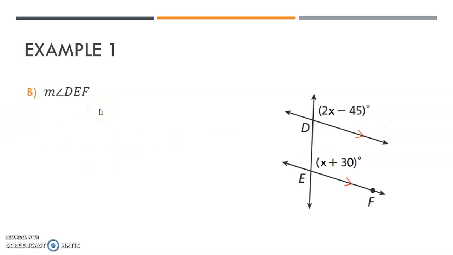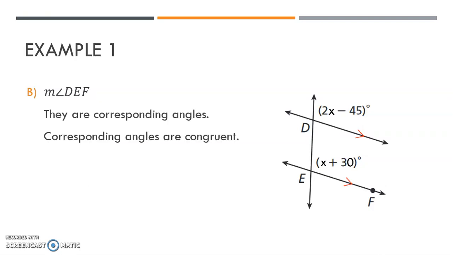In example 1, part B, they ask you to find the measure of angle DEF in this picture over here. And angle DEF is right here, D to E to F. This is the measure of angle DEF, but they want an actual number. So step 1 is always identify the type of angles we have. This angle and this angle are corresponding. And remember, the corresponding angles postulate says that corresponding angles are congruent. So next, you should write and solve an equation to find out what X is. Pause the video, try and do that, and then press play to check your answer.